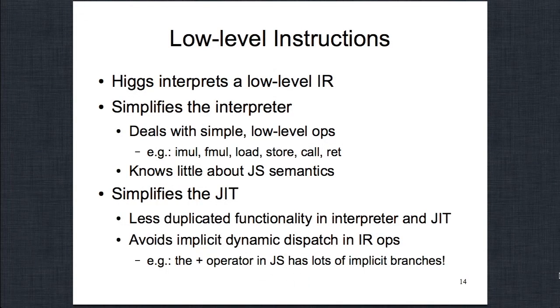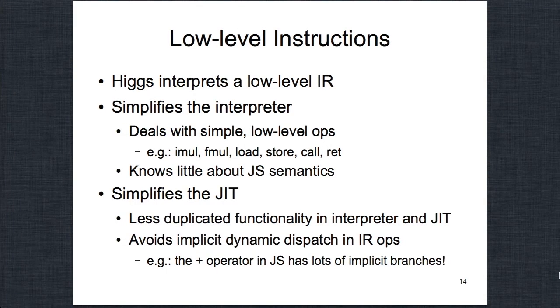Higgs works with what I call low-level instructions, which simplifies the design of the interpreter, because the interpreter only deals with simple, basically machine-level operations. So the interpreter has instructions like integer multiplication, floating point multiplication, load, store, call, and return, but it actually knows very little about JavaScript semantics. It also simplifies the JIT because it means I have less duplication of functionality. Basically, I'm not re-implementing JavaScript semantics both in the interpreter and in the JIT compiler.